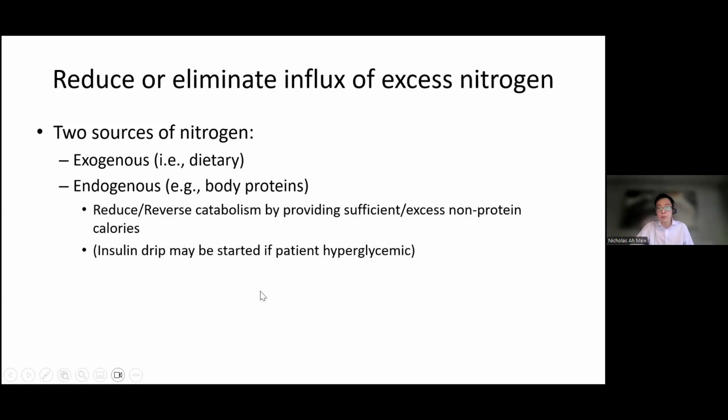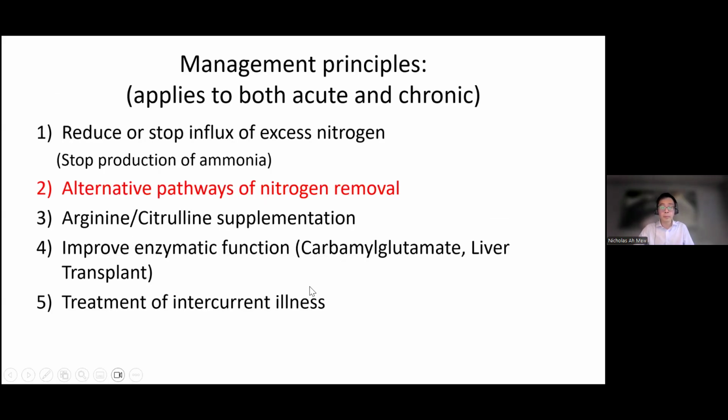Typically the way to do that is to provide excess non-protein calories, such as dextrose or intralipids, which may help reverse that process. And in scenarios where patients might be hyperglycemic from getting too much glucose, you may even start an insulin drip that has some anabolic potential as well and promotes anabolism.